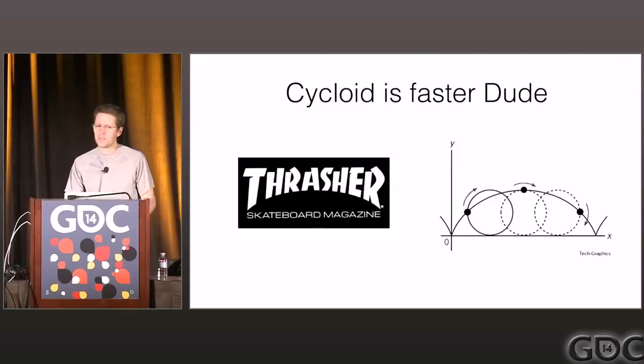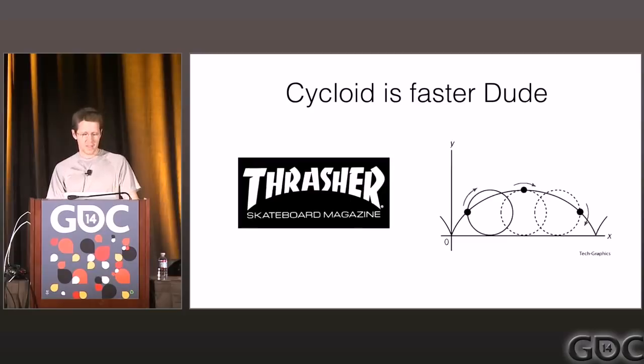Back then, I used to get a skateboarding magazine called Thrasher. And in that magazine, there was an article that said that you could build a skateboard ramp with a different shape than the regular half pipe, that it uses this cycloid shape, and that would be faster. That's kind of like the optimal shape for a skateboard ramp.